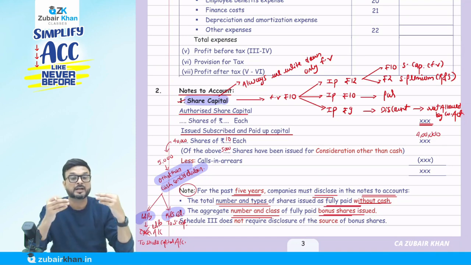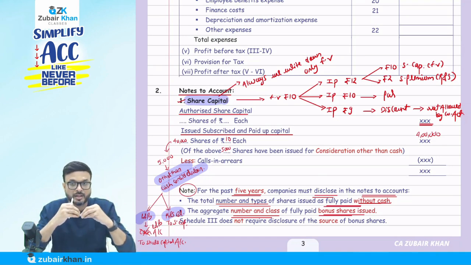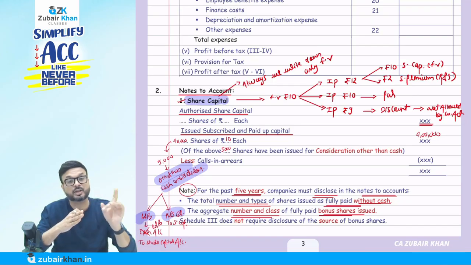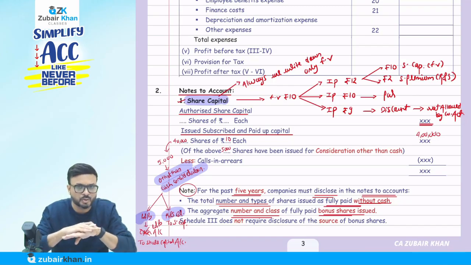I am repeating it that way. Suppose you are preparing the balance sheet today, and in the previous 5 years you have ever issued shares other than cash consideration, then only you have to mention it separately. Otherwise, there is no need.